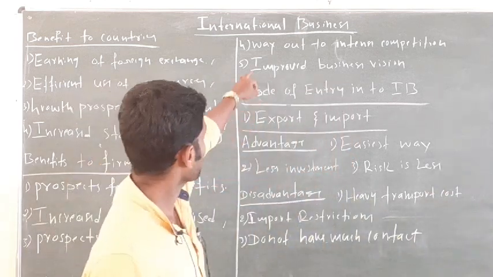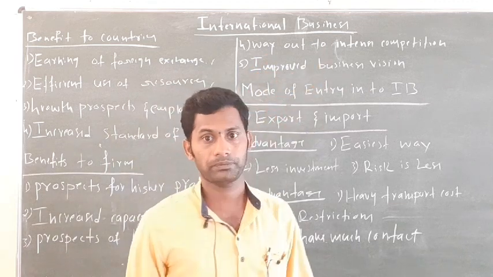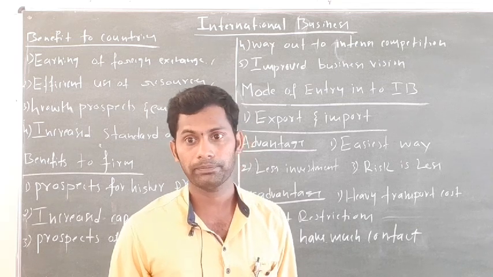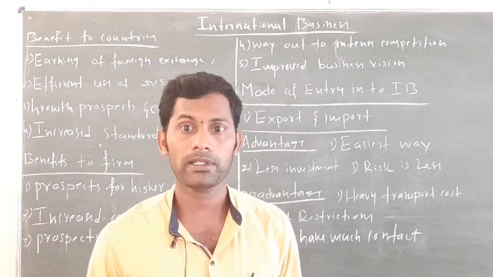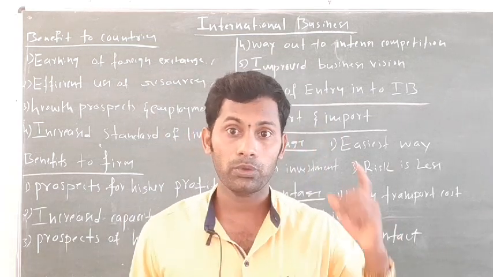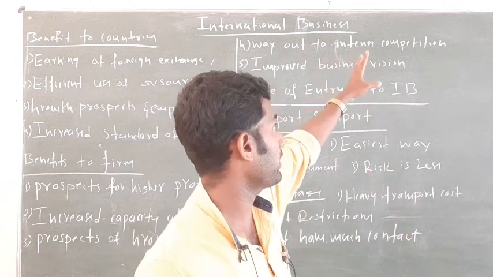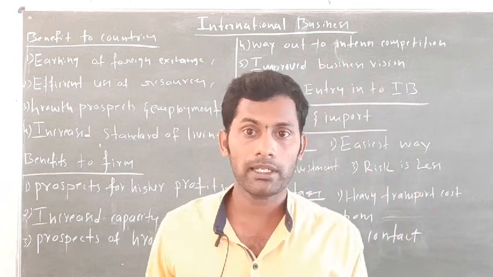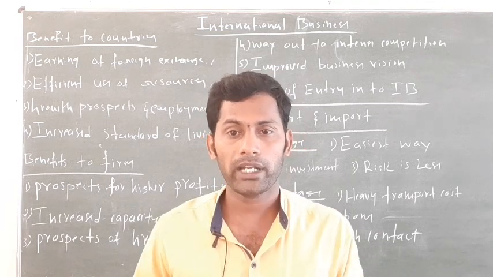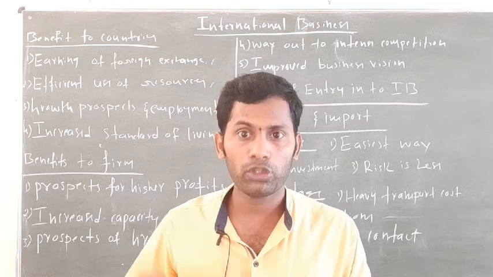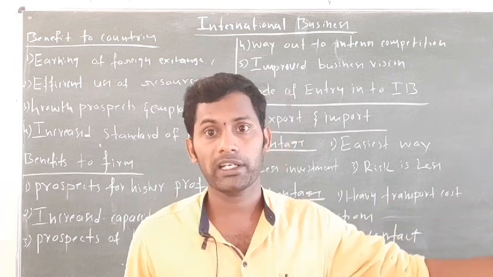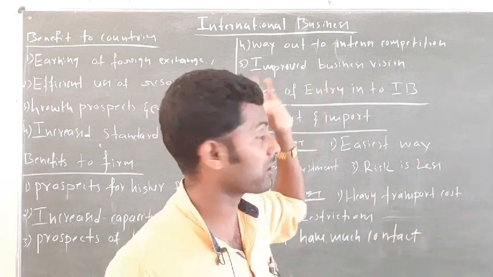Then fourth one, way out to intense competition. Sometimes some companies are facing intense competition in the domestic market. Then just for survival purposes, they have to enter international business. That is one way out of intense competition. To avoid that competition, for growth, to make profit, and again for survival, they can go for international business. It is the fourth benefit to the firm.